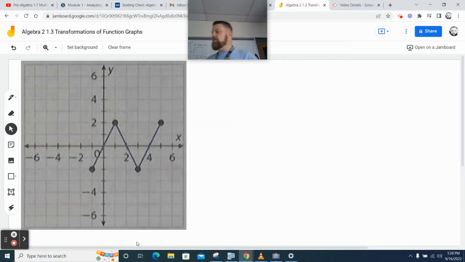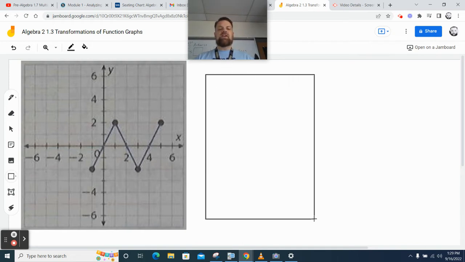All right, let's do something else. All right, so we learned that you could stretch it vertically. We learned that you could translate it up and down. Hmm. I got an idea. Let's do this. Let's go ahead, make another graph, table of values, I should say.